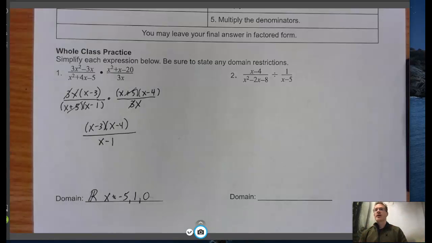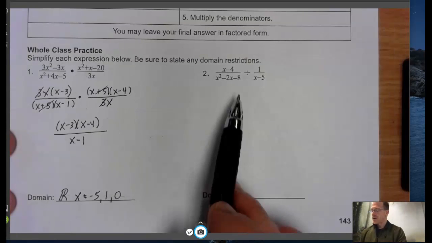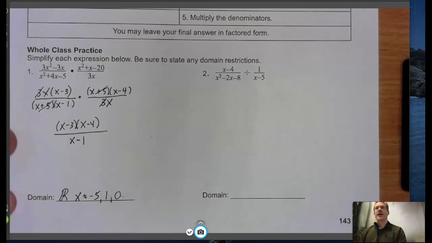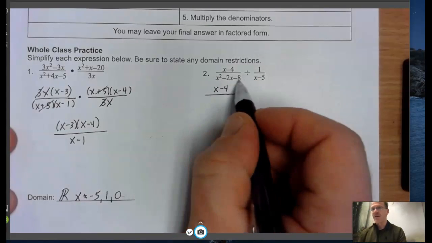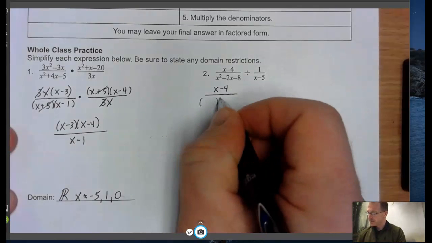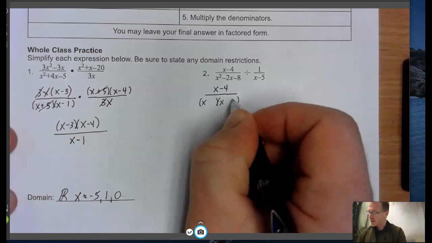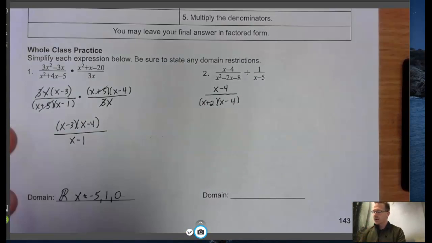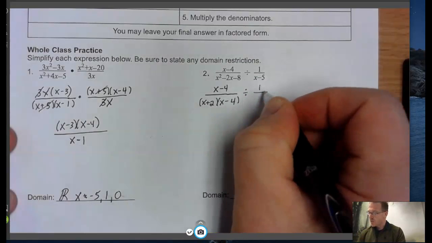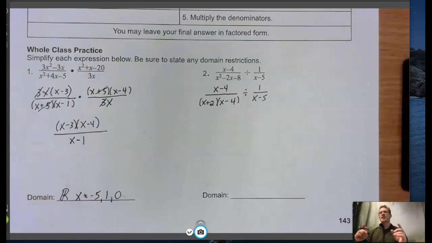So now let's look at number 2. Notice number 2 is a division problem. So the first thing we want to do is factor. So x minus 4 in my numerator here. And now when I factor this denominator, it's going to factor into x and x, 4 and 2. This is going to be a plus and this is going to be a minus. Then we're still going to hold on to the division for just one moment, and the reason is we can't have anything make a denominator 0, so we don't want to forget about doing that before we multiply by the reciprocal.